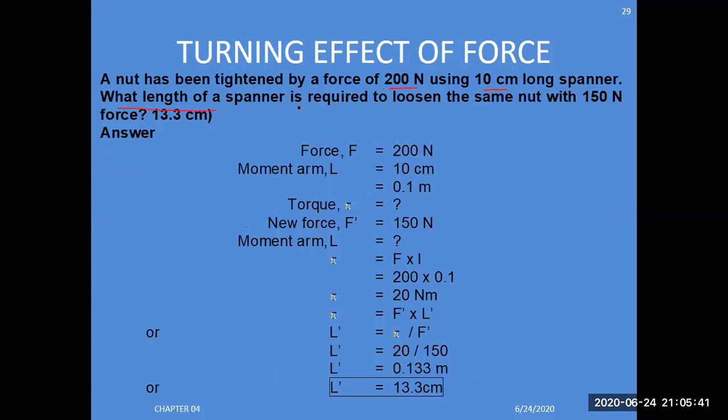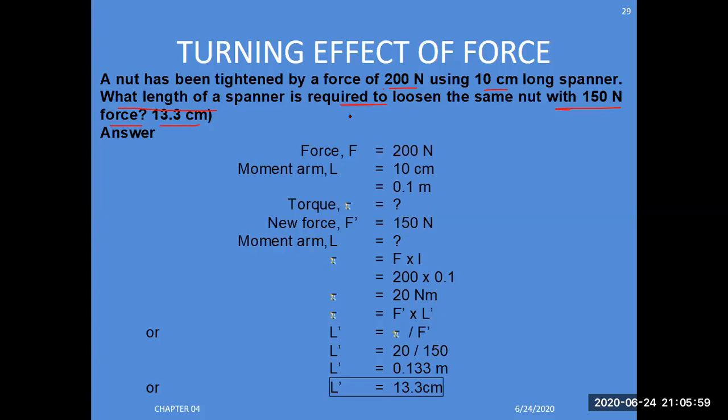What length of spanner is required to loosen the same nut with 150 Newton force? 13.3 centimeter? So how will you calculate it? What will be your technique to calculate?